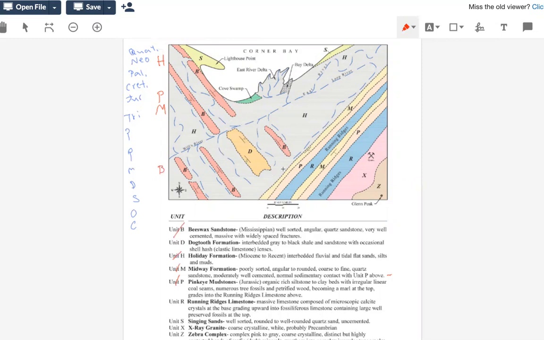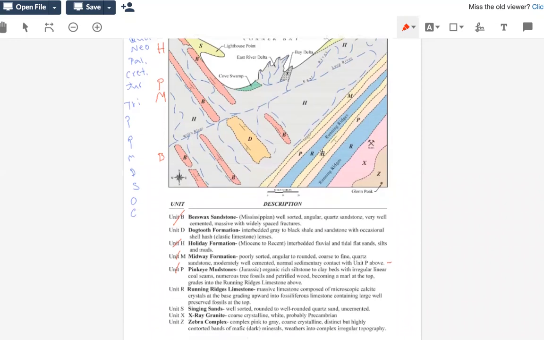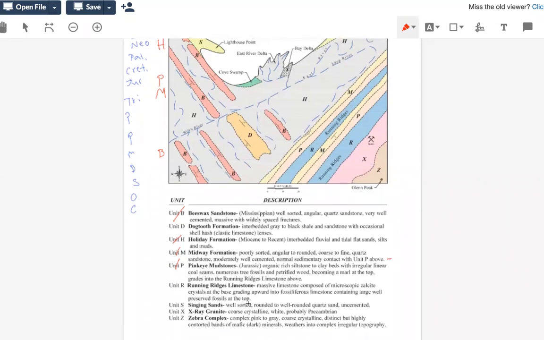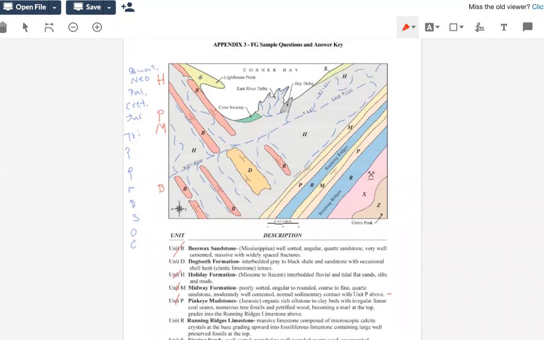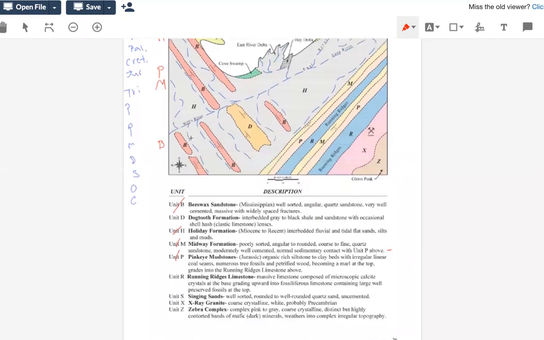Some erosion going on over here. So that's interesting. Let's keep going. Singing Sands, well sorted. So where's that? Singing Sands, S, is up here in this bay. Okay, so this is the youngest. So it's S, way up here. I'll mark that off.